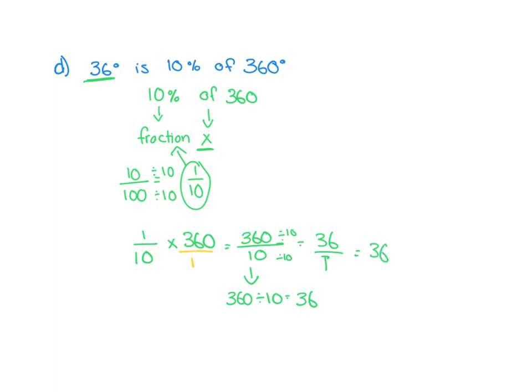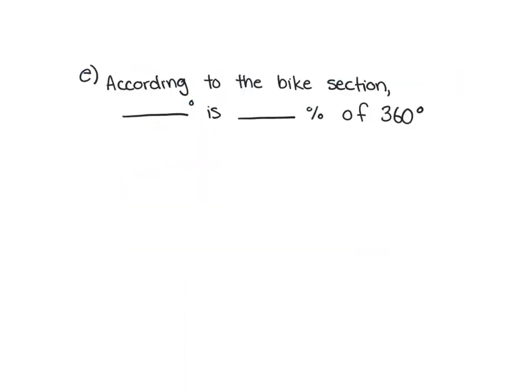So remember, first step, change it into a fraction and then multiply it by the second number. So if you were going to do 25% of 360, you need to change this into a fraction and then multiply that fraction times 360.